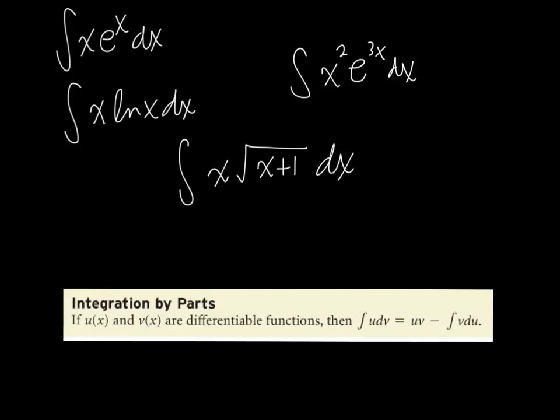Sometimes we're faced with integration problems that can't be solved with, let's say, u-substitution or some of our more straightforward techniques. So we might need to use something called integration by parts. Now, at first glance, these functions seem to be products of two functions, and they are x times e to the x, ln of x squared times e to the 3x, x times the square root of x plus 1. And if we were finding a derivative, we would use a product rule.